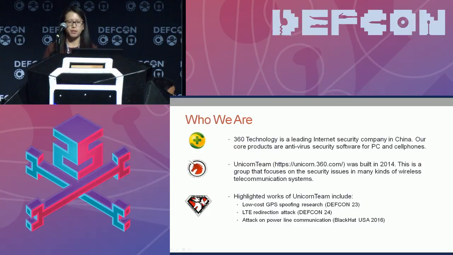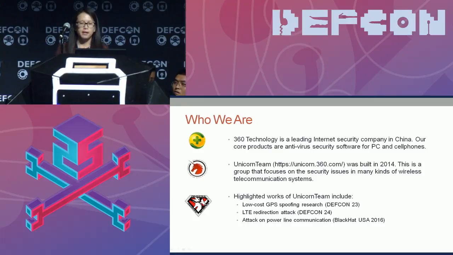We come from the Unicorn team. This team is one research group in 360, and it was built in 2014. We focus on the security issues in many kinds of wireless telecommunication systems. Our previous works include GPS spoofing at DEF CON 23, the year before last year, LTE redirection attack at DEF CON 24, and also the PLC attack at Black Hat last year. This year, we bring the work about the vulnerability in 4G LTE in the CSFB procedure.